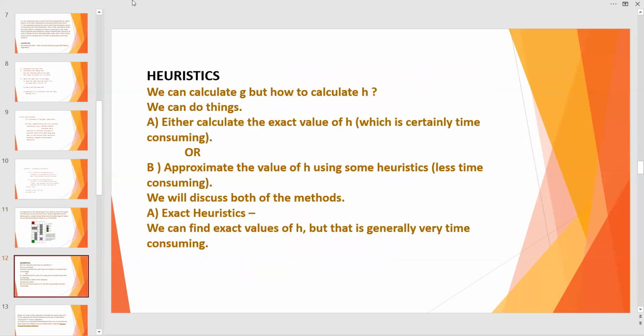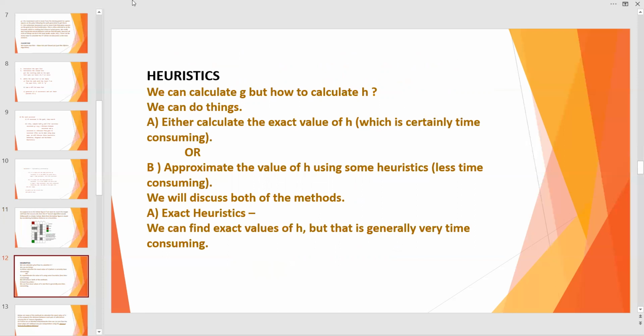Heuristics. We can calculate G, but how to calculate H? We can either calculate the exact value of H, which is certainly time consuming, or approximate the value of H using some heuristics, which is less time consuming. We will discuss both of the methods.